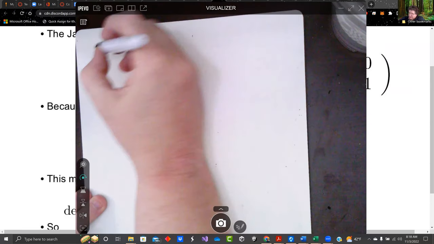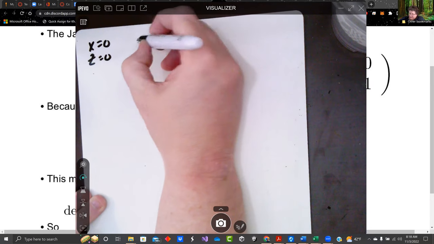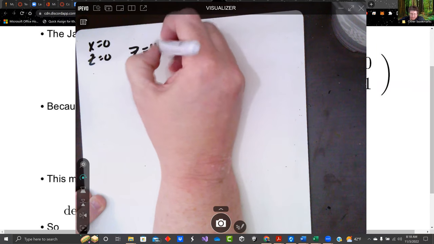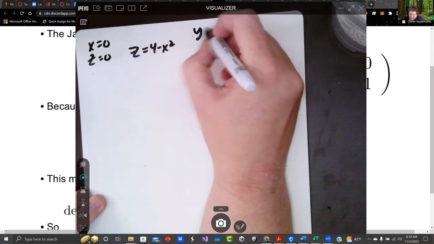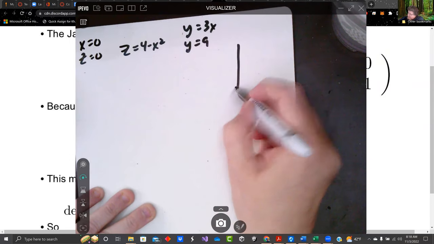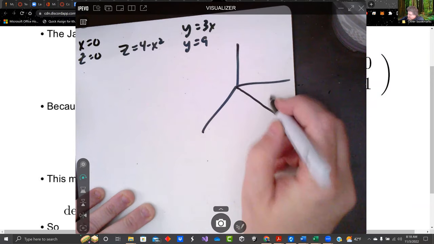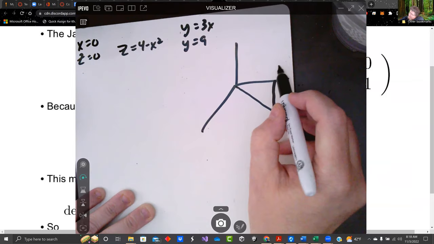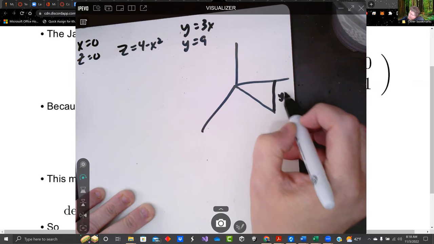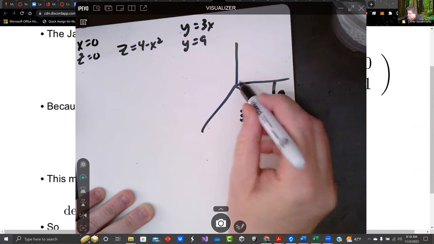Find the volume of the solid bounded by, what do we got? x equals 0, z equals 0, and then the upper half is z equals 4 minus x squared. And I've got y equals 3x and y equals 9. What am I looking at here? y equals 3x is like that. y equals 9 is like that. 9, 3x. And x equals 0 is that line.